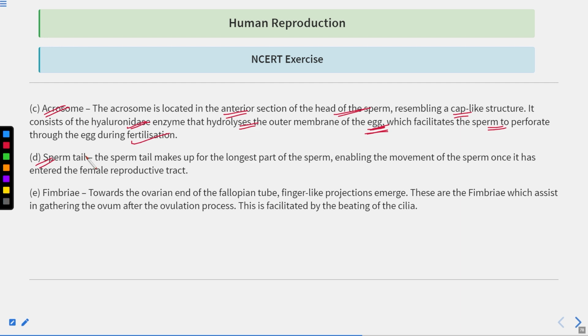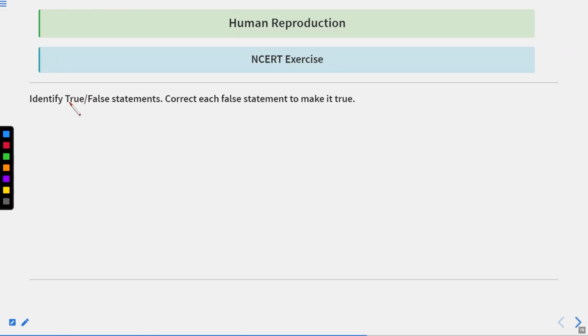Then sperm tail, this is the longest part of the sperm and it helps in the swimming of the sperms once they have entered the female reproductive tract. Fimbriae, these are the finger-like projections that are present in which region of the fallopian tube? This is present in the infundibulum region of the fallopian tube, and this helps in the collection or gathering of the ovum after ovulation. Clear? Now let's talk about the next question.